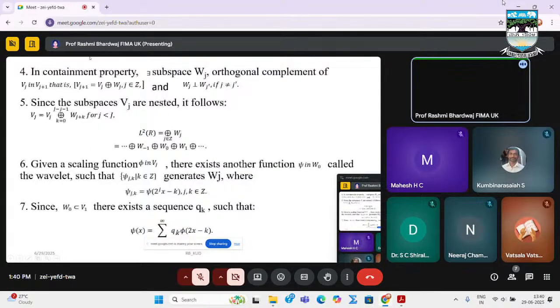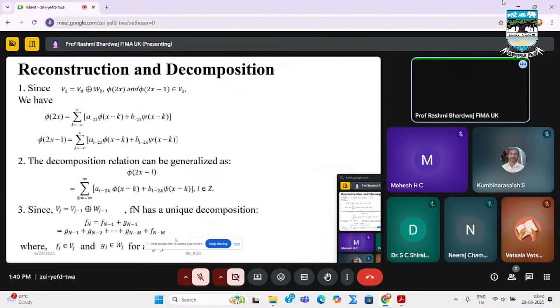Then, in the containment property, we find the subspace Wj, which is the orthogonal complement of the existing vector spaces. Since subspaces are nested, it follows the direct sum property, and using that we calculate these direct sums. Then we find the scaling function again to find the mother wavelet, which gives the psi function. Since W0 is a subset of this, our main purpose is to generate this sequence. When we get this generation, we find the solution of the problem.